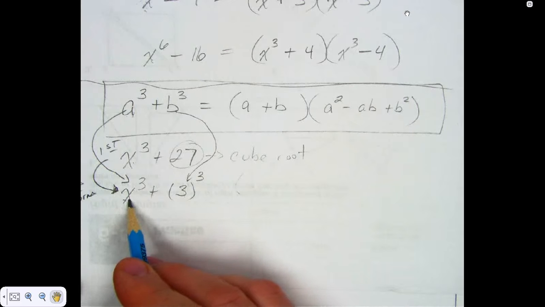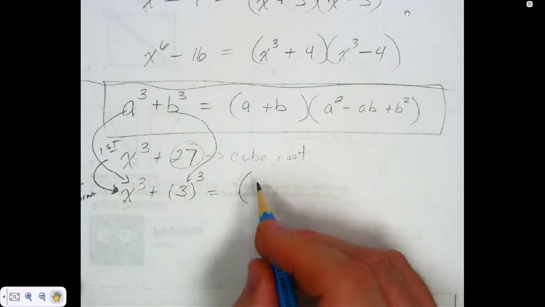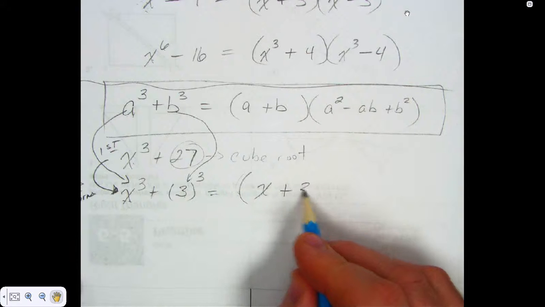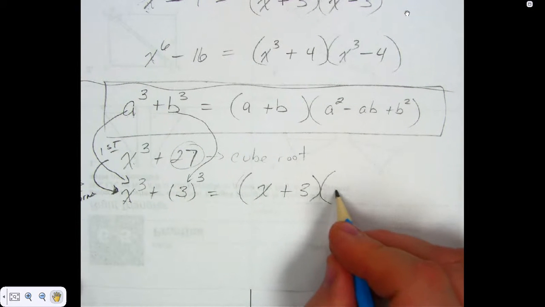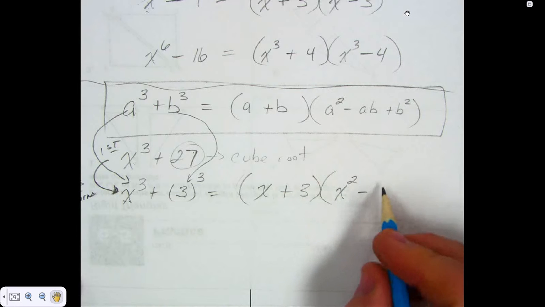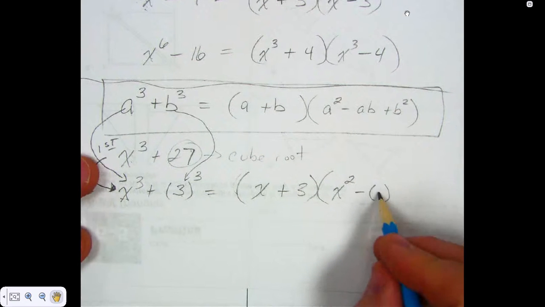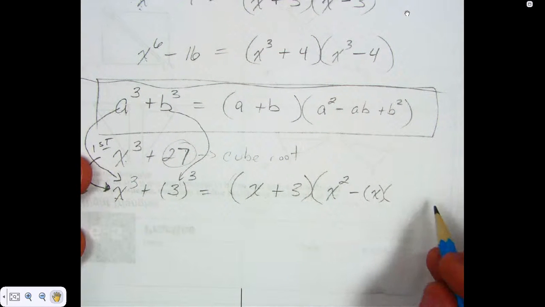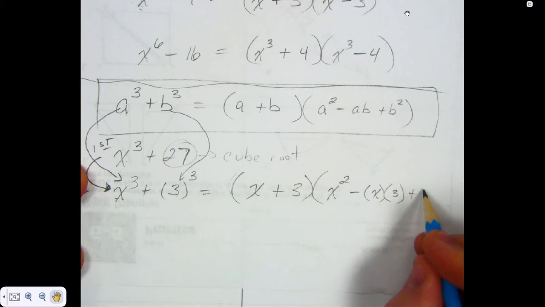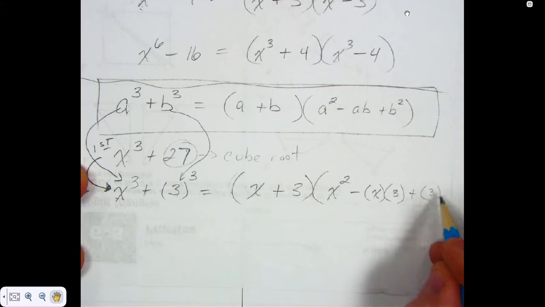This part's easy, isn't it? Your a is x plus, what's your b? 3 times a, which is x squared, right? Minus whatever a is, what's a? X times whatever b is, what's b? Plus whatever b is squared, which is what? 3 squared.